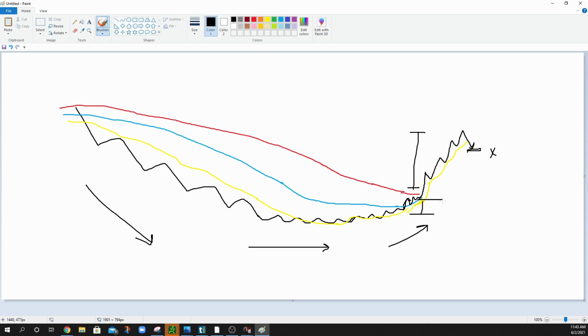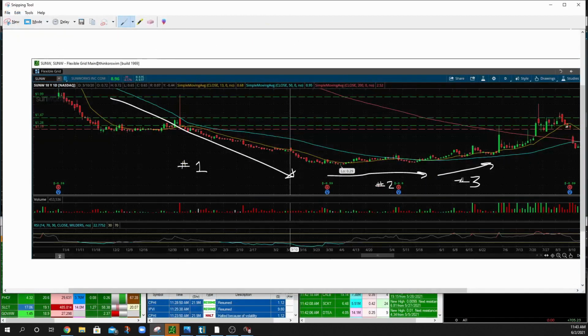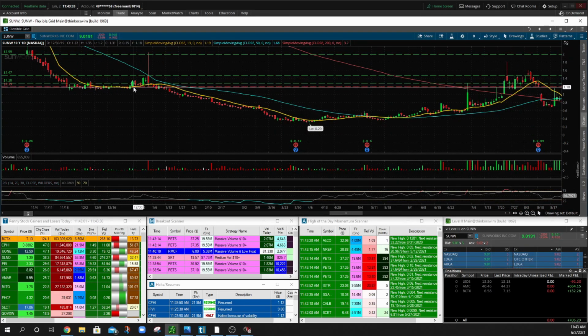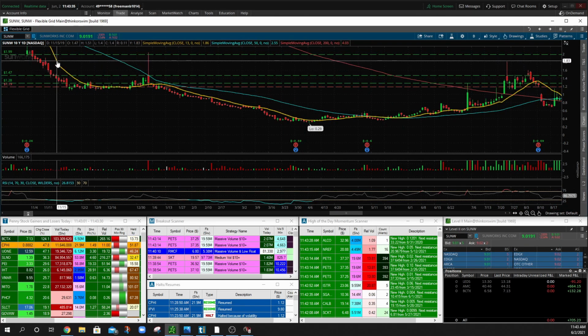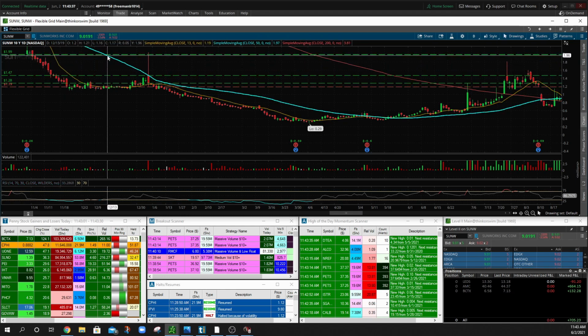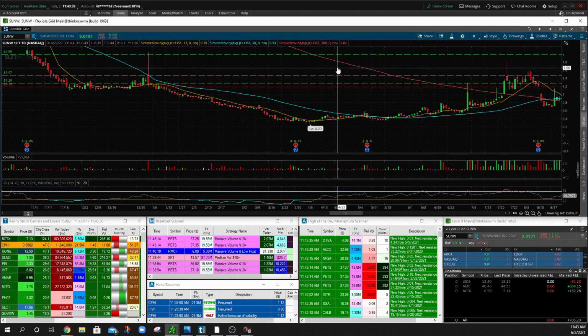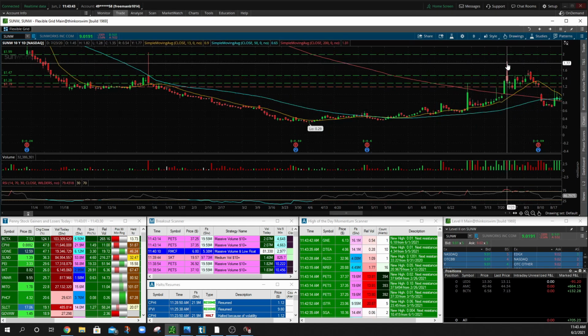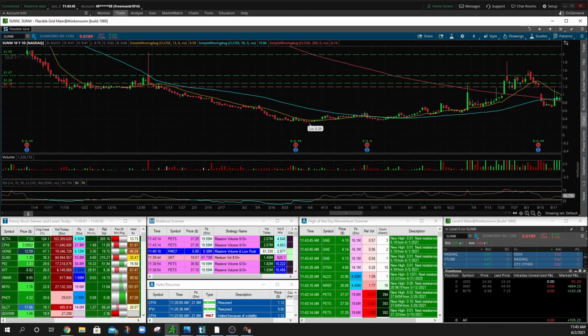SMAs, right? So once again, my yellow line is my 13 SMA, my blue line is my 50 SMA, and my red line is my 200 SMA. And again, you can see how beautiful that worked out. Squeeze, scaling, you're done. Let me show you another example, guys, of another one that I took.